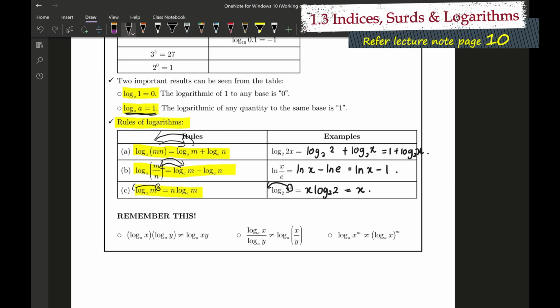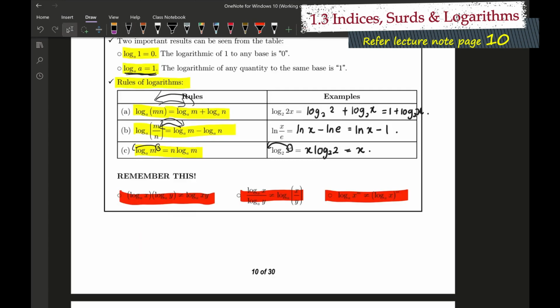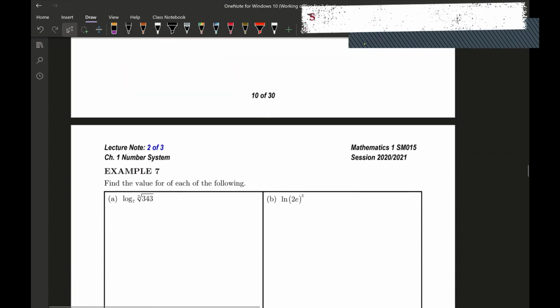And please put this in your memory. Remember it by heart because you will use it to solve so many problems after this. Okay, and take note also, remember this here. I don't want to go through it, but I'm sure you must go through it because I see many students that will be confused. Okay, remember 3 rules of log. Please remember it by heart. Okay, now we go through the example.